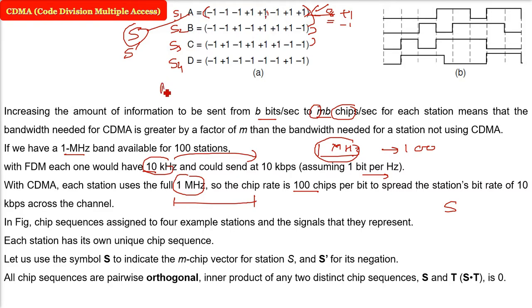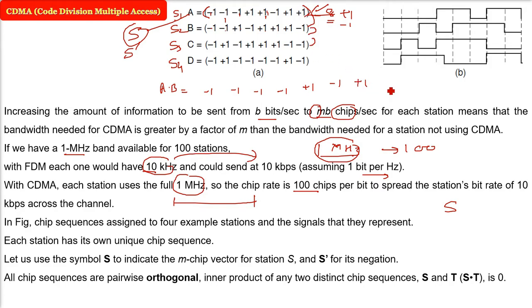What does it mean? Let us take A and B. Negative 1 into negative 1, 1. Negative 1 into negative 1, 1. Negative 1 into 1, negative 1. And 1 into 1, 1. Negative 1 into 1, negative 1. 1 into 1, 1. 1 into negative 1, negative 1.